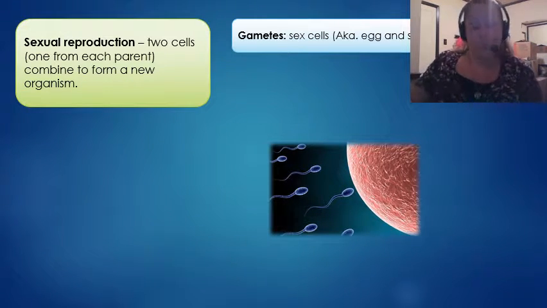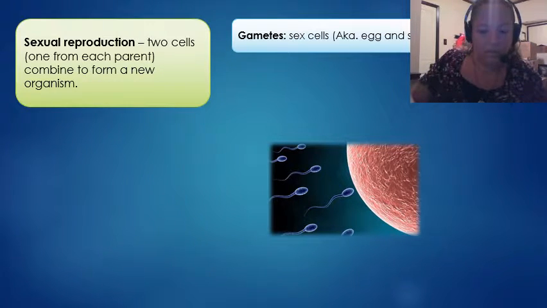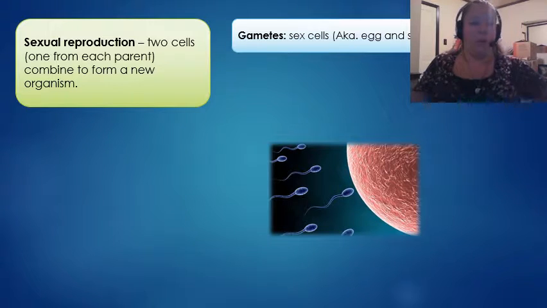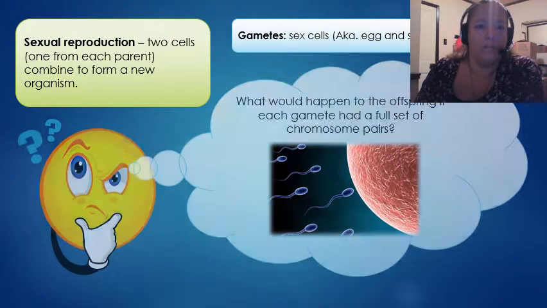So, meiosis is a type of sexual reproduction in which two cells called gametes, one from each parent, combine to form a new organism. So the gametes, which are the sex cells, are also called the sperm cell and the egg cell.